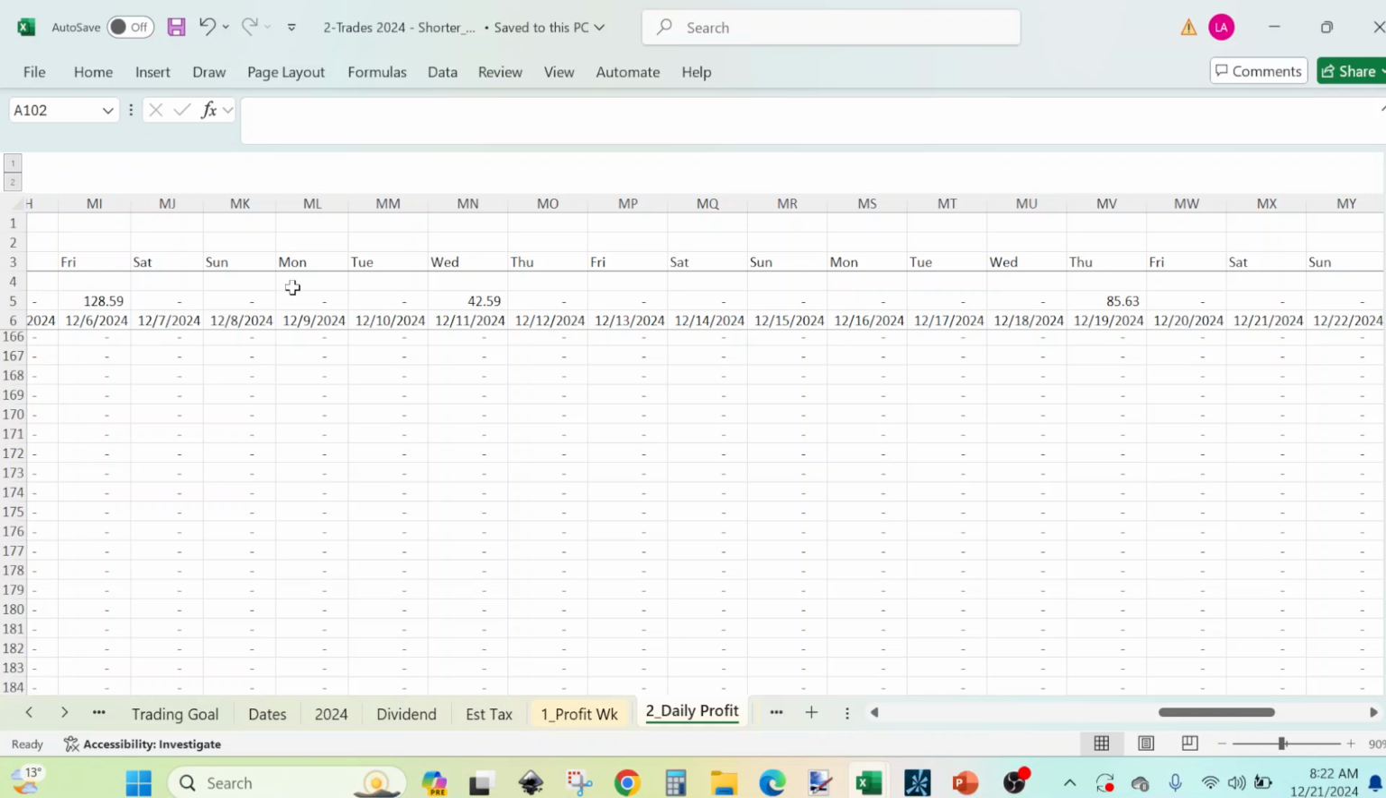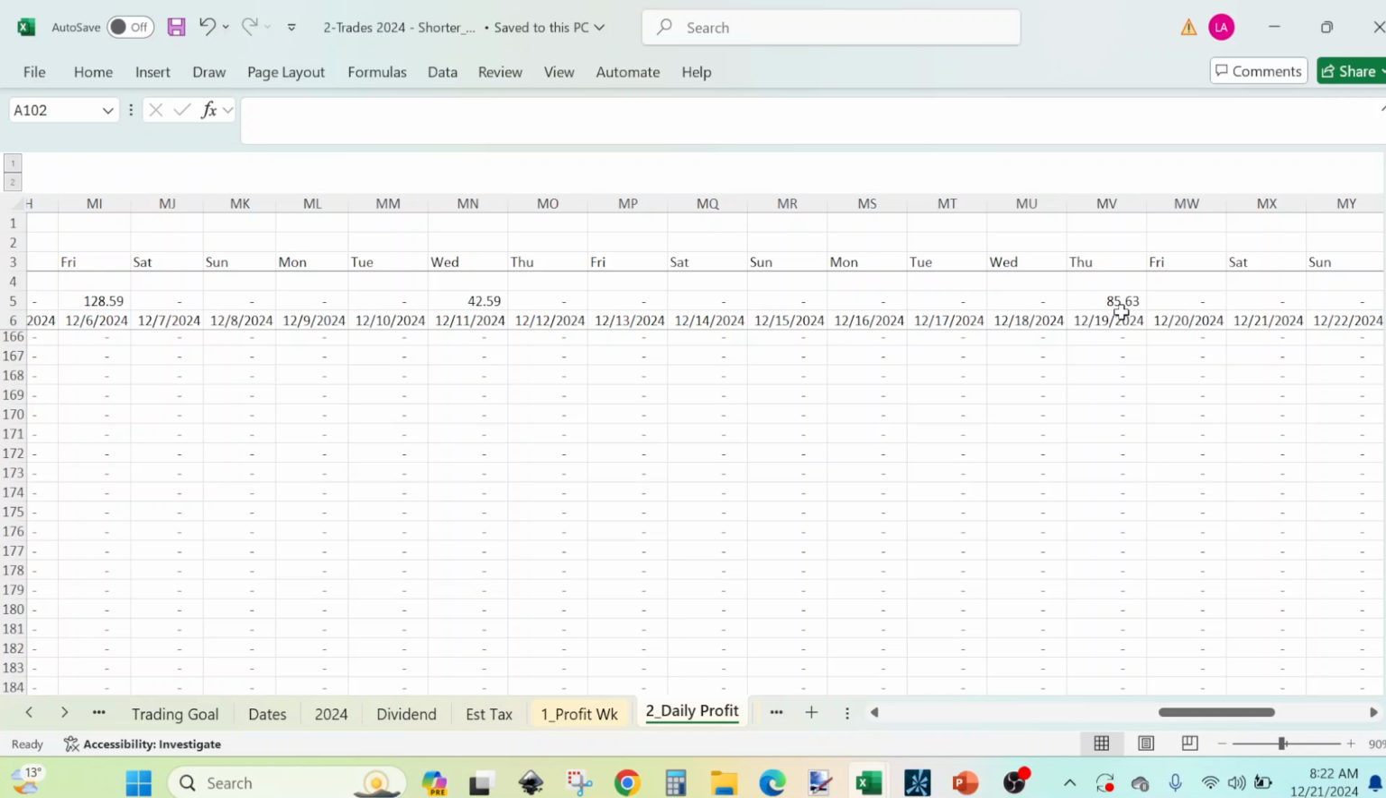So there is Monday here, and week 50 from Monday 12/9 to Friday 12/13, we sold only once. That case that we sold for $42 profit happened on Wednesday. And then from Monday December 16 to Friday December 20th, we sold only one time, and that is the stocks we purchased for dividend income purposes that we sold.